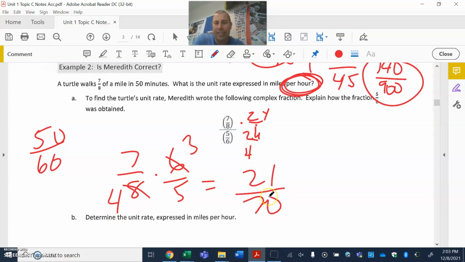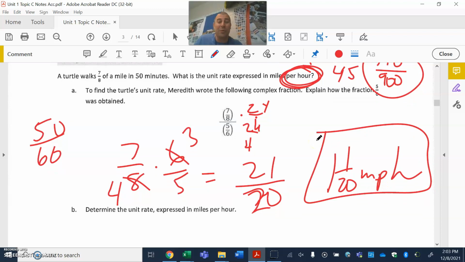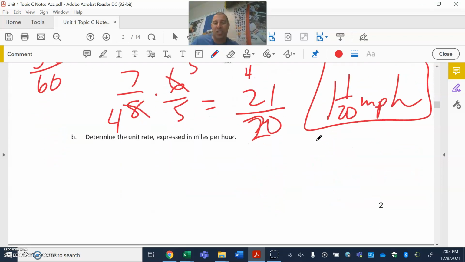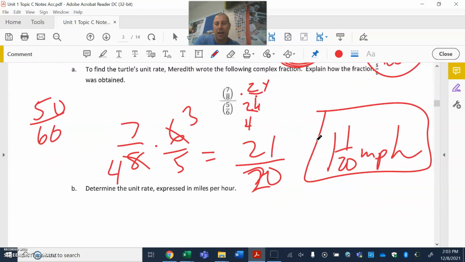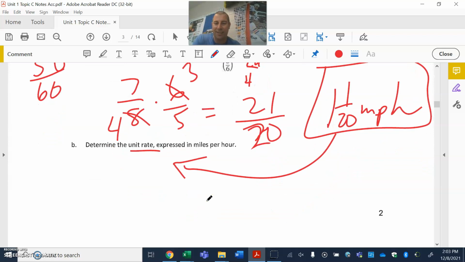21/20ths there. So 21/20ths of a mile. In other words, 1 and 1/20 miles per hour. So that's what we're after in this unit, really playing with the fractions to use it. Oh, there we go. So determine the unit rates. I've got it there.